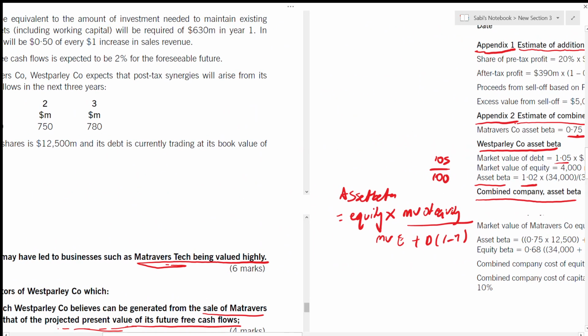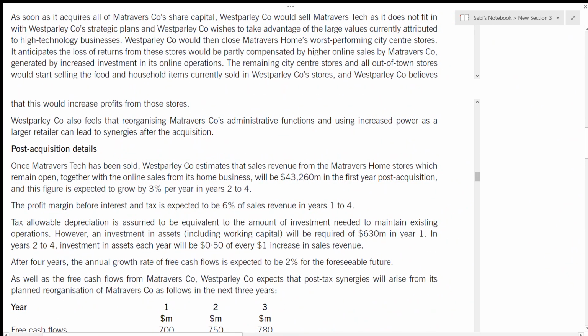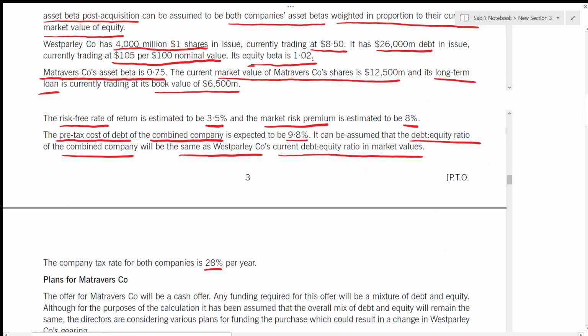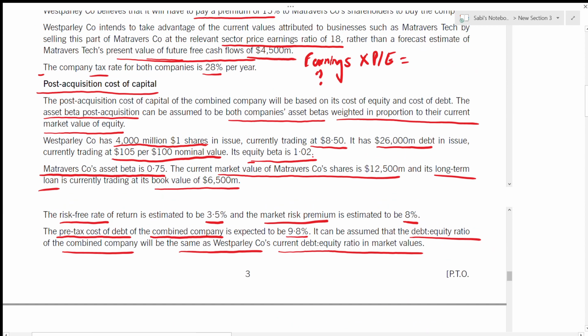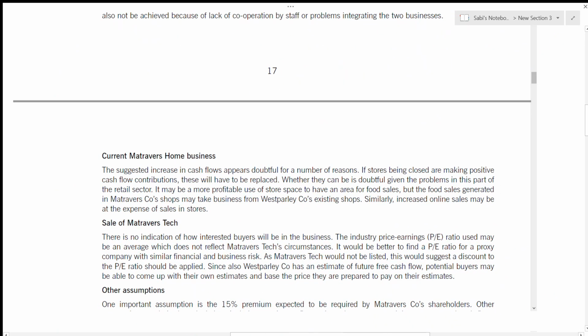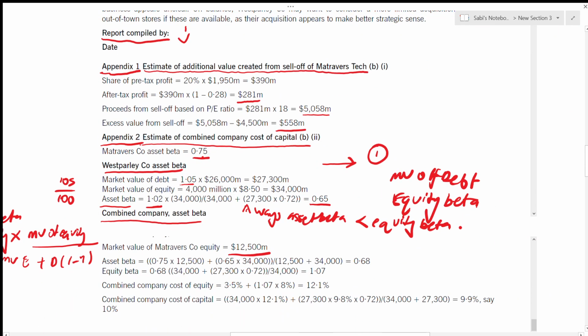I will take you to where they have mentioned that. Just read the first paragraph under post acquisition cost of capital. Okay, so the asset beta post acquisition can be assumed to be both companies' asset beta weighted in proportion to their current market value of equity. Add both the equities. That's it. That will be in the denominator. That's why you are taking 12,500 and 34,000. So this is your combined asset beta.